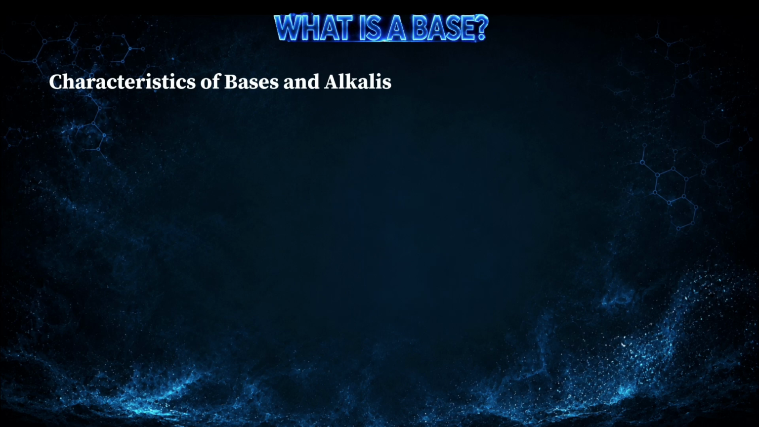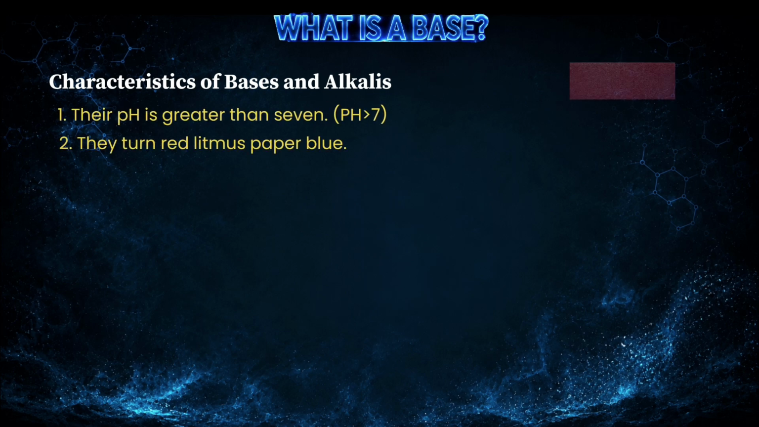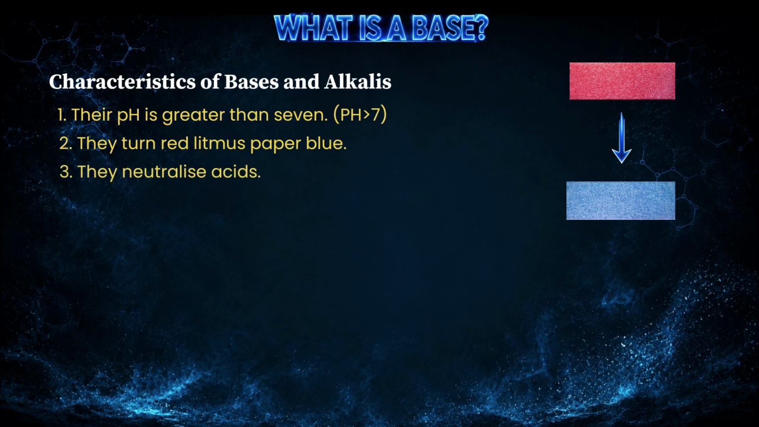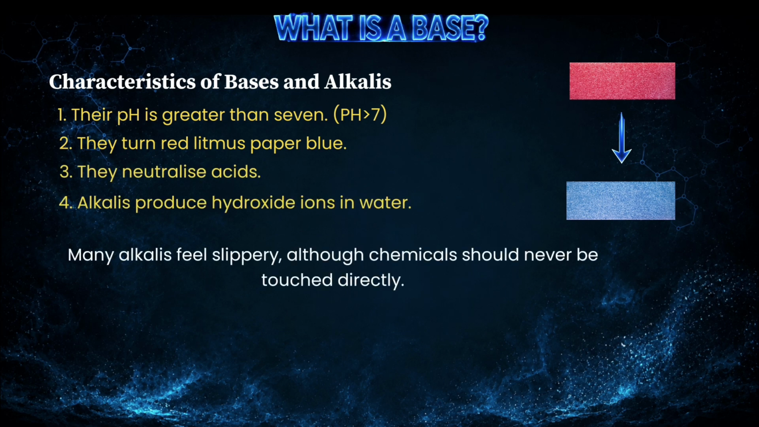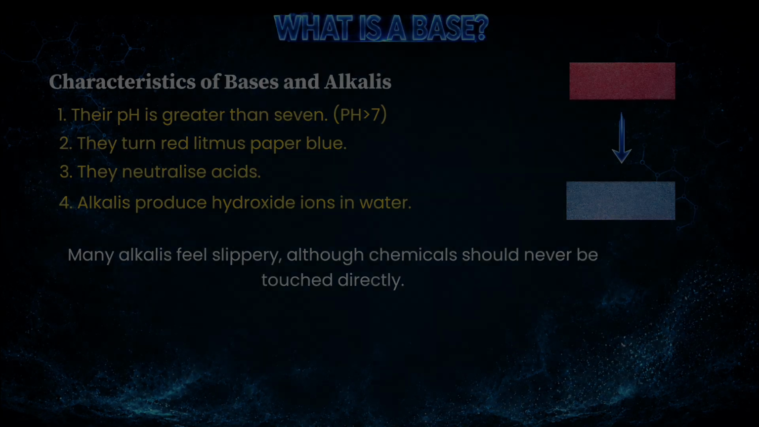Characteristics of bases and alkalis. Bases and alkalis have several common properties. Their pH is greater than 7. They turn red litmus paper blue. They neutralize acids. Alkalis produce hydroxide ions in water. Many alkalis feel slippery, although chemicals should never be touched directly.